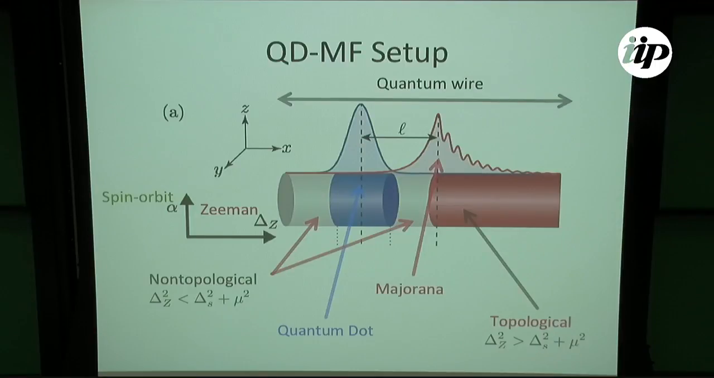So this is the basic setup that we have in mind. We have a spin-orbit interaction and a Zeeman field applied over the length of the quantum wire. Here, this red part is in the topological sector, and this gray part is in the non-topological sector, and this quantum dot is, let's say, gate-defined within the non-topological sector. And in general, we consider the Majorana to be a distance L away from the quantum dot.